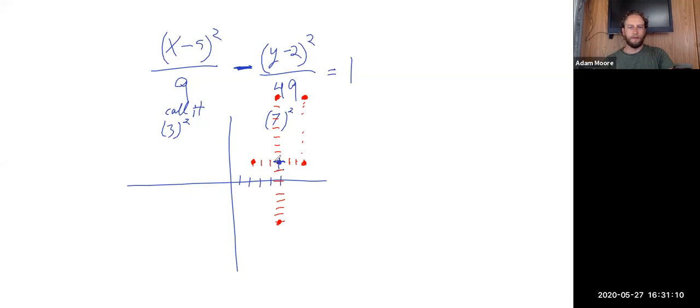Same thing over here. We'll go over 3 to the left and then 7 up from there. And then we'll do the same thing downstairs. We'll say, well, what if I went over 3 and then from there I went down 7, and if I went over 3 to the right and from there I went down 7, and we're creating this box thing going on.